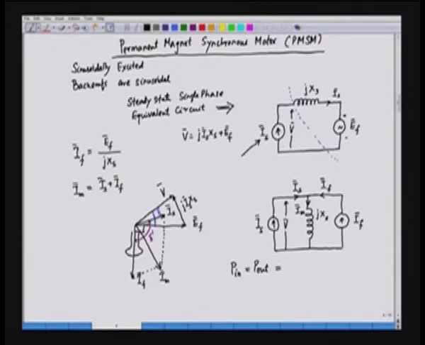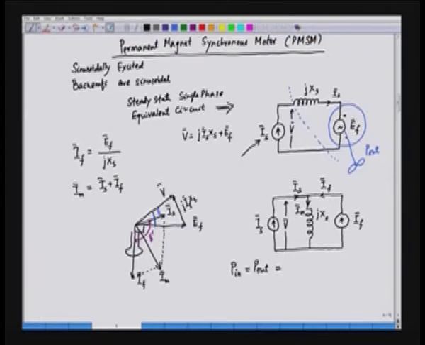P in, the input power here, is the power which is absorbed by this back EMF. This back EMF is absorbing power. If it is a motor, we will have a mechanical output, and the mechanical output will be coming out of this. So, this is Pm or P out, and P out is basically the power which is absorbed in the field induced EMF. And we can write this down from this phasor diagram.